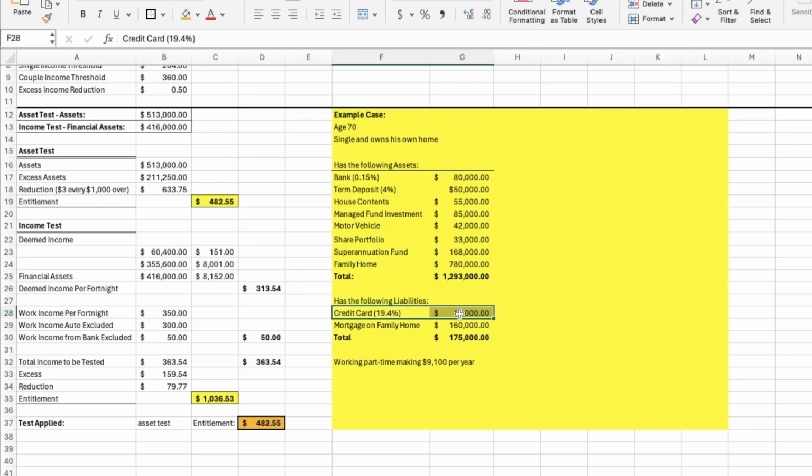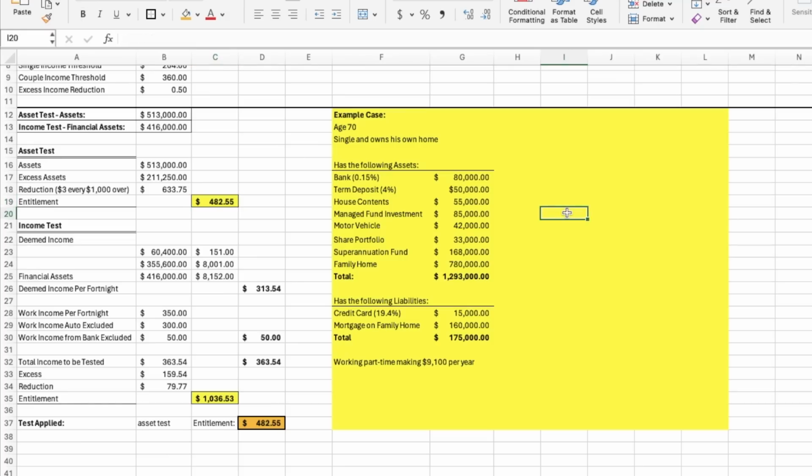So obviously credit card debt, usually a good thing to pay it off, especially if it's high interest like this. We can take $15,000 out of our bank, pay off that $15,000 in credit card debt, and then all of a sudden our bank account, we have $15,000 less in assets. Not only have we gotten rid of the debt, but our total assets has gone down, meaning that once we calculate the asset test again, because we have less assets, we have less excess assets, meaning that our reduction is smaller and our entitlement can go up.